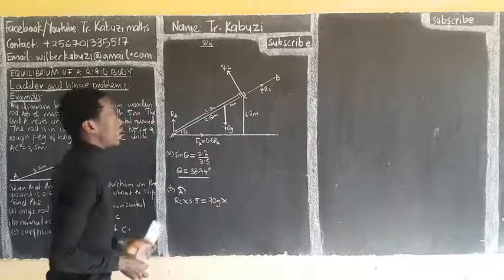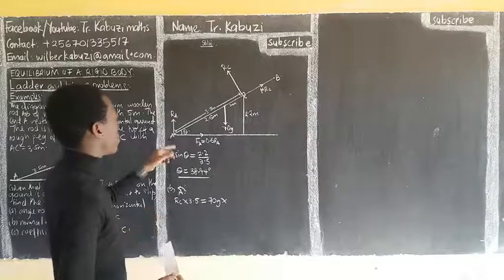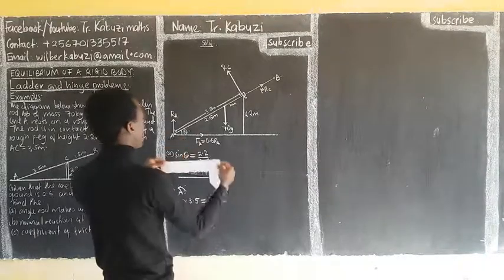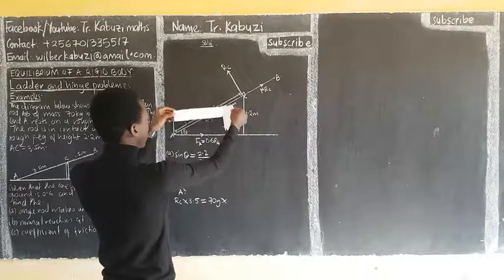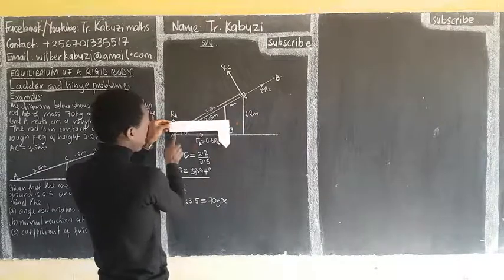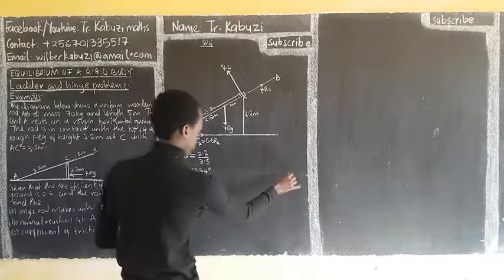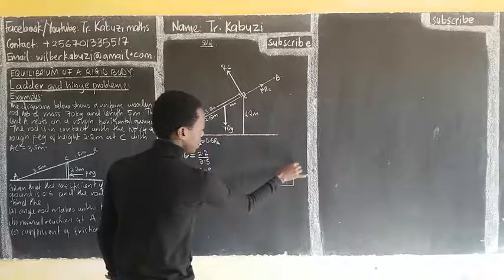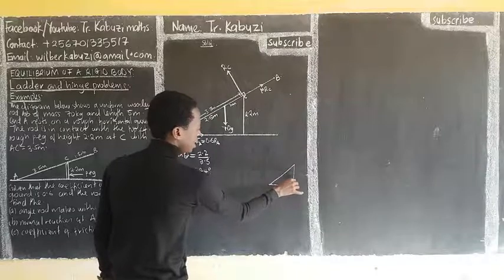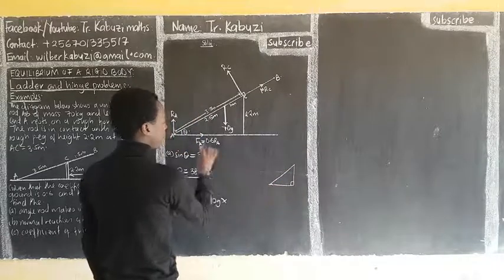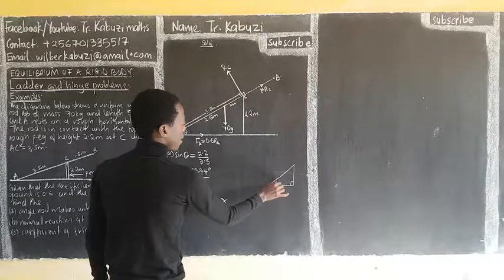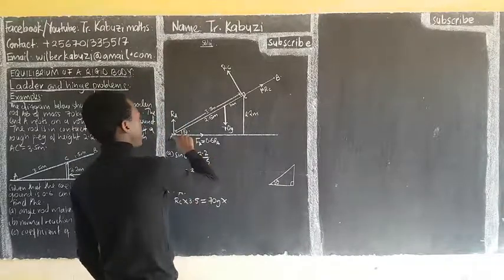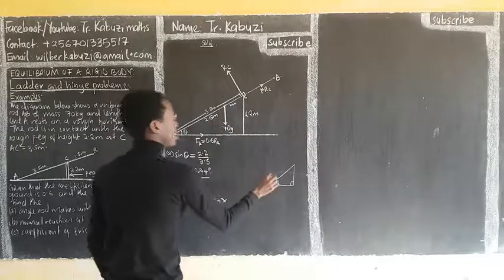Then times its perpendicular distance from A. Now the perpendicular distance from A of this force, from here up to here, is what we need. So if I draw that simple triangle here, we can get that distance. This angle here is theta, and from here up to here is 2.5.